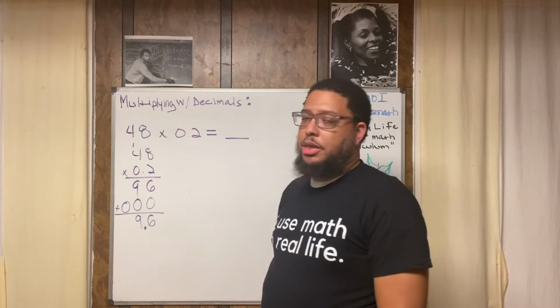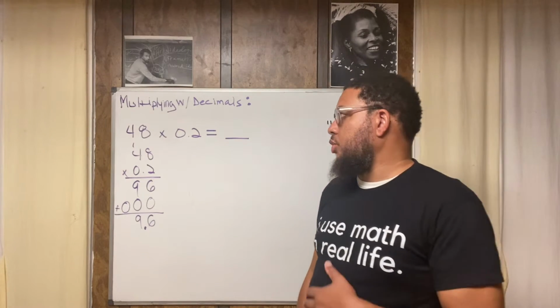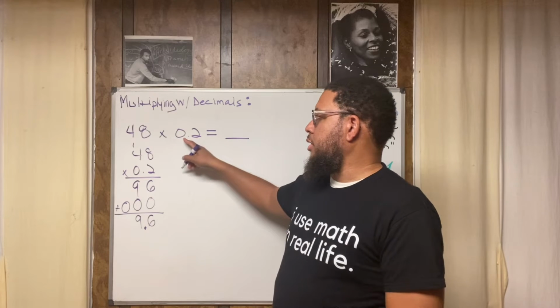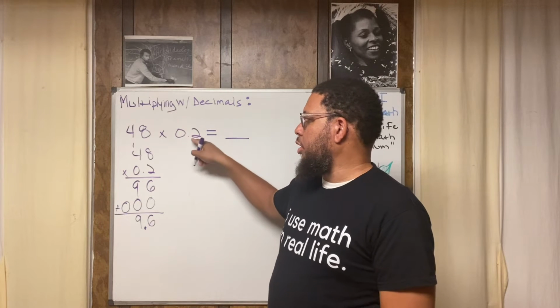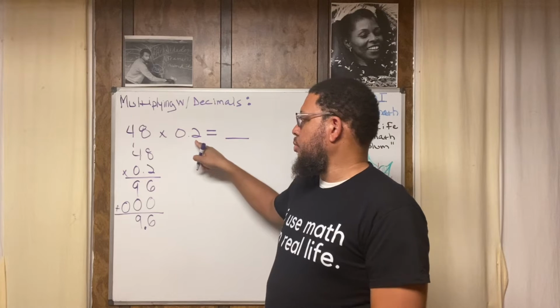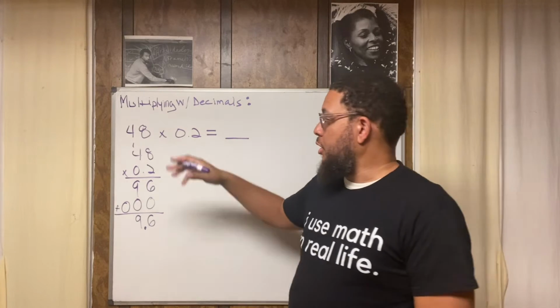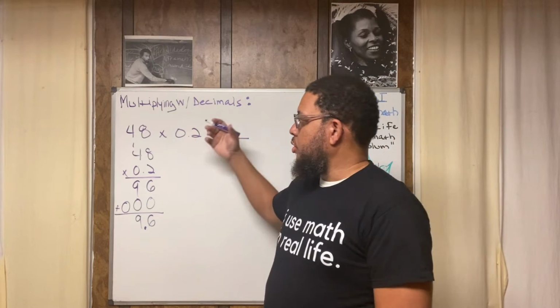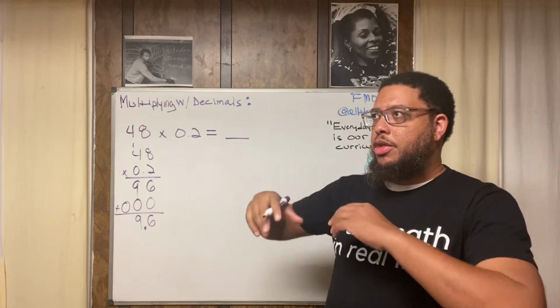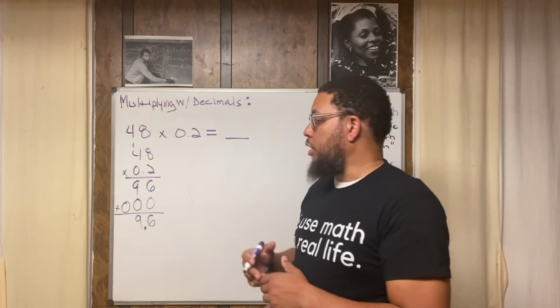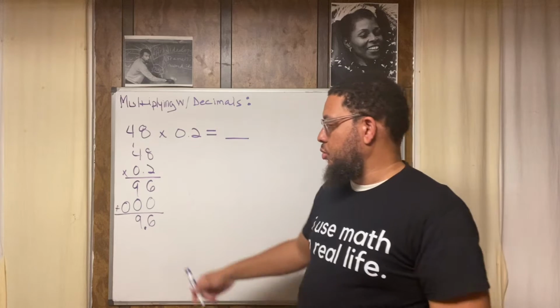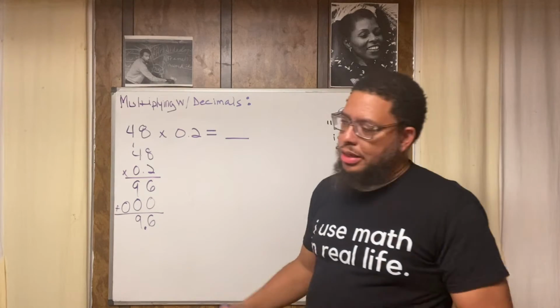So that's another way to think of how it would be 9.6. Because you could think of this as a whole number 2. 48 times 2 would be 96. But then you remember that the decimal point was there. So you have to take 1/10 of 96, or divide that 96 by 10, which gives you 9.6. All right, so that's another way to deal with it.